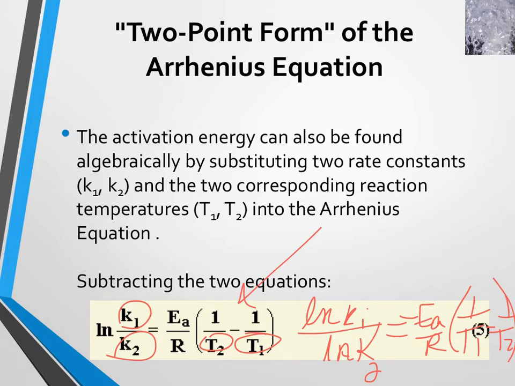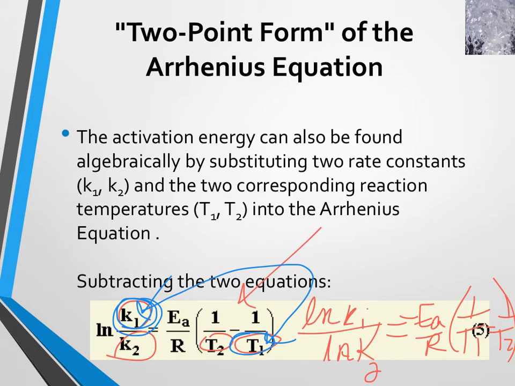What is important when you're working with a two-point Arrhenius equation is that whatever value you plug in for K1, and I don't care if it's the high value or the low value, but whatever value you decide to put on the top and call K1, the temperature that goes with that K1 must show up here in the equation.